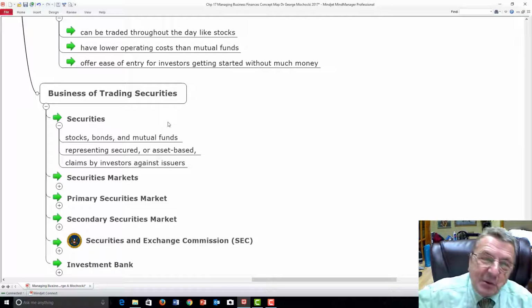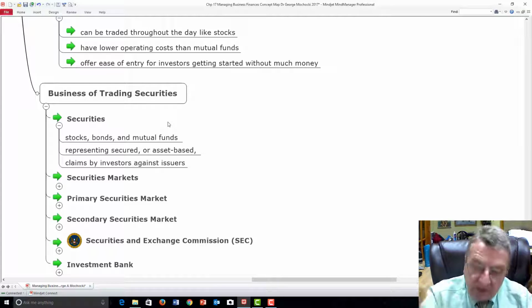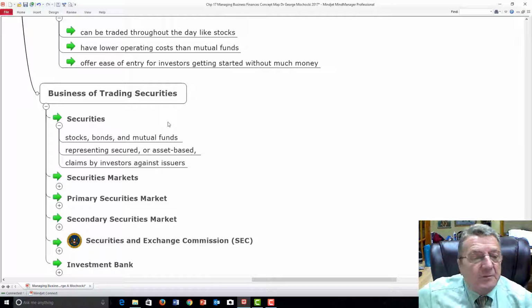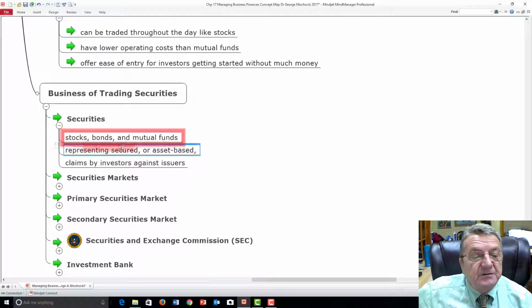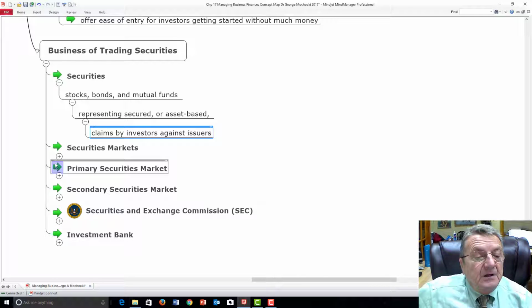Okay, remember, take a course in finance and make sure you take a couple of classes in accounting. This will make more sense. Right now, this is just a generalization, an overview, so you understand from business where the money is coming from and what they are talking about. Okay, securities, bonds, stocks, mutual funds representing secured assets, claims by investors against issuers.